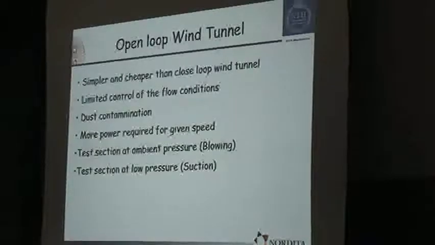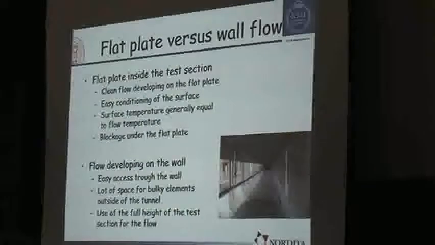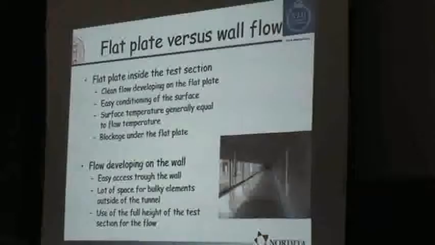Now, open loop tunnels need more power, and depending on the setting, you can have the test section at ambient or slightly lower pressure, depending on the position of the fan, if it's upstream or downstream. So now, once you have a wind tunnel, basically there are two main types of flows if you want to go for canonical flow. Either you have a flat plate inside a test section, so a plate mounted at mid-height, or you have a flow developing on the wall.